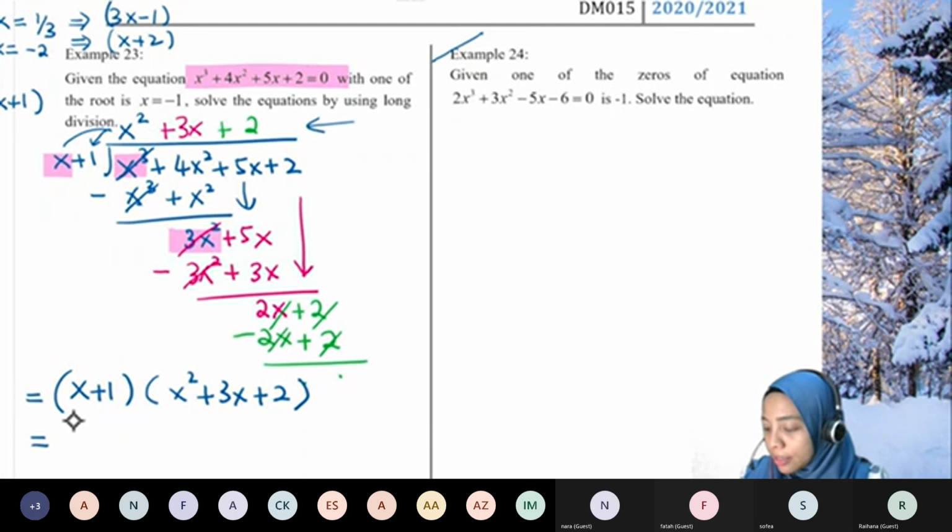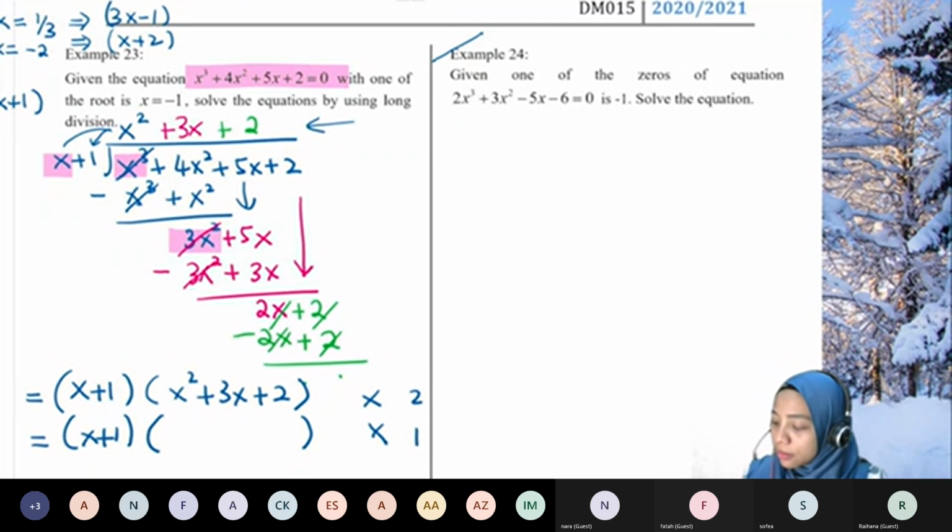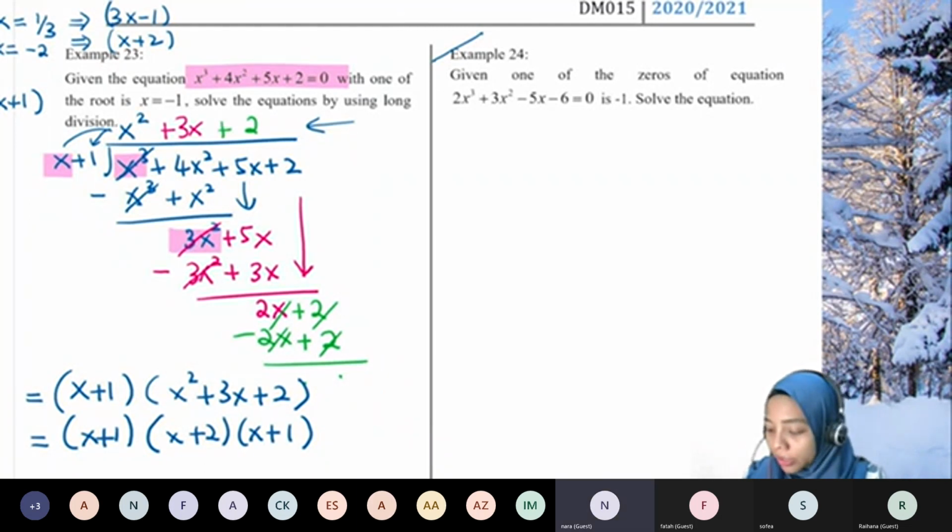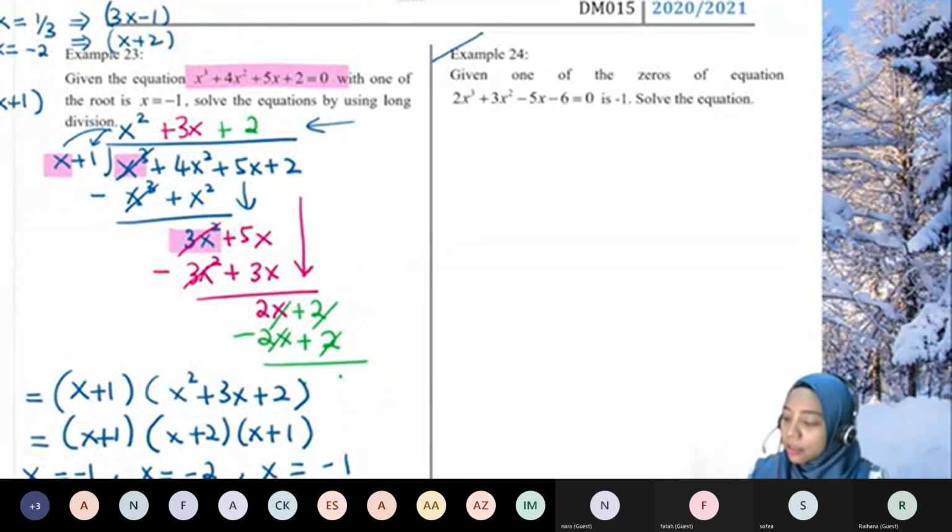Okay. Tak habis di situ. Okay. Factor out. Ini dapat apa? So, you dapat x plus 2, x plus 1, betul? Ya. Okay. So, now your x is equals to -1, x equals to -2, and x equals to -1 juga. Alright. So, this is your final answer. Boleh semua?